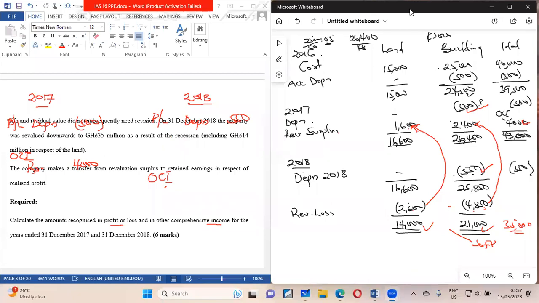So please, what is the total for this side? $7,450. 7,450. Yes, sir. And before there was 4,000 there. So the revaluation loss of 4,000 will first pass here to cancel the one that is here. Then the difference is what? 3,450, which will go to the P&L as revaluation loss.